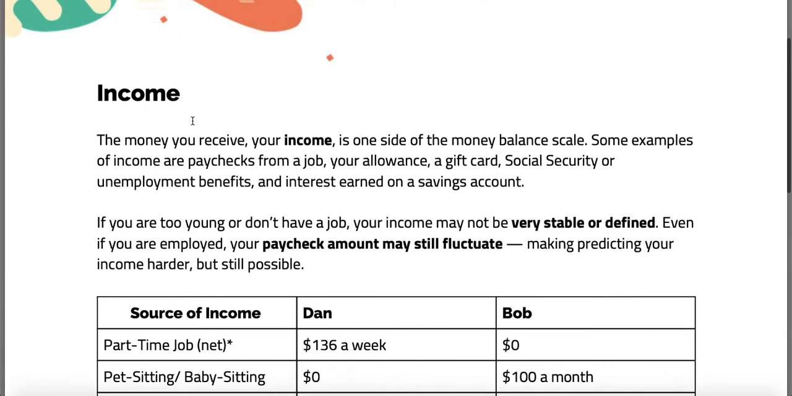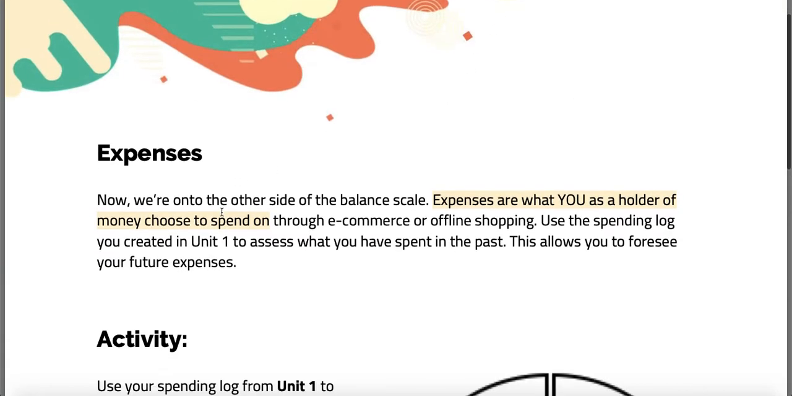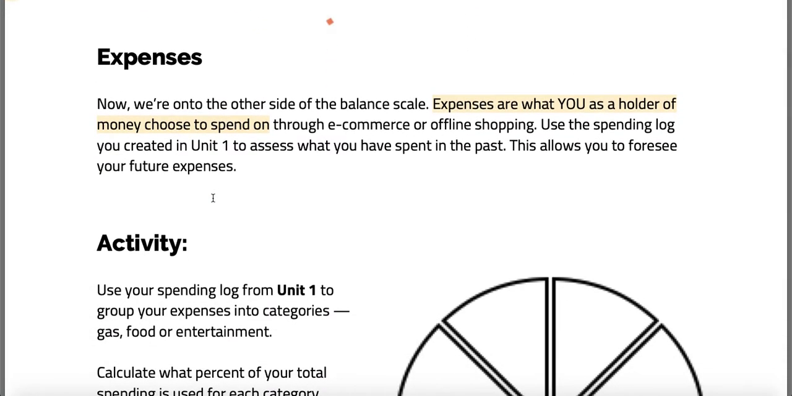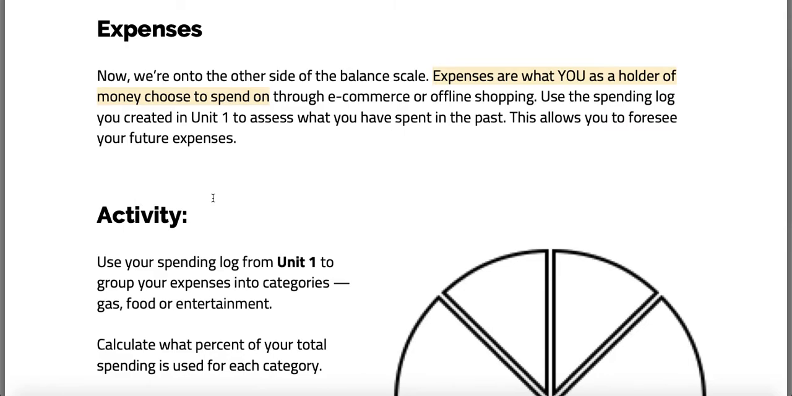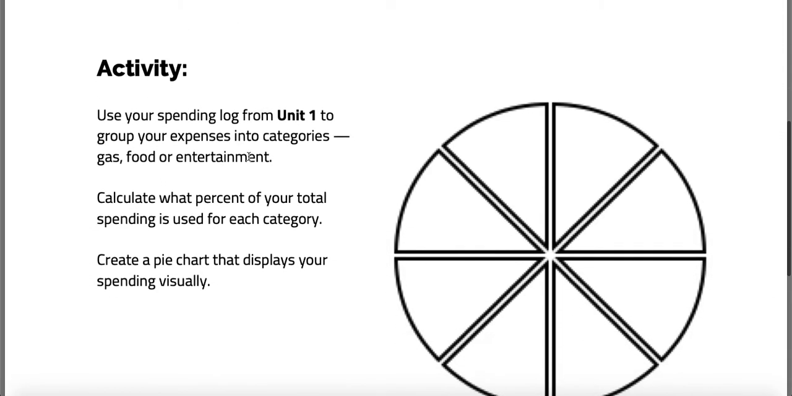After you determine your income, you then need to look at expenses. Now, expenses are what is on the other side of the balance scale. It's the money going out. Expenses are what you as the holder of your money choose to spend on, whether that's offline shopping, e-commerce, etc.